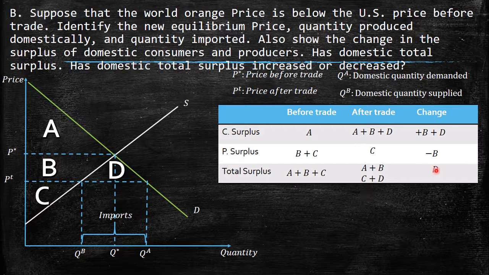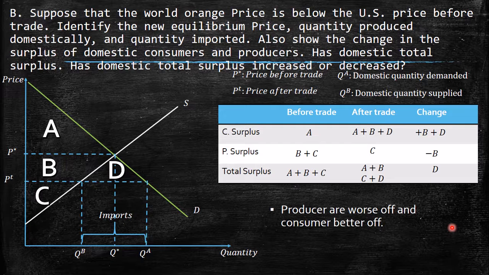But at the end, this D is the gain of the trade. Okay, so the trade is good because in terms of total welfare, the economy is better off. Obviously, there's going to be one part affected, which in the case of imports are the producers, and the winners in some way are going to be consumers, who get more products, okay, at a better price. So producers are worse off and consumers better off.